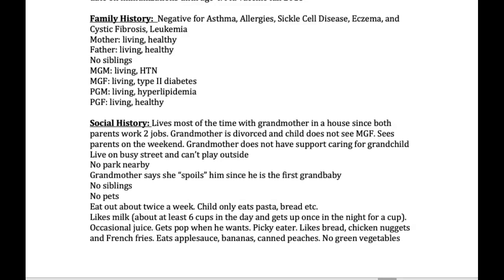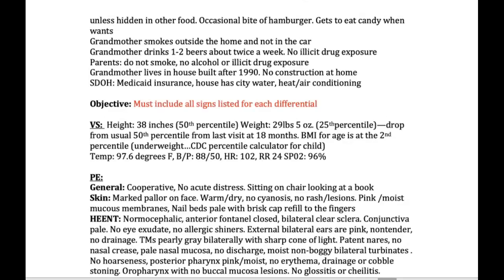There are no pets in the home. They eat out about twice a week. He's a picky eater. He likes to eat pasta and bread. Loves milk, at least 6 cups in a day, and gets up once through the night for a cup of milk. Occasional juice. He gets pop whenever he wants it. He likes bread, chicken nuggets, and French fries. He'll eat applesauce, bananas, canned peaches, but no green vegetables, unless Grandma hides those green vegetables inside another food. He'll take an occasional bite of a hamburger. He gets to eat candy when he wants.